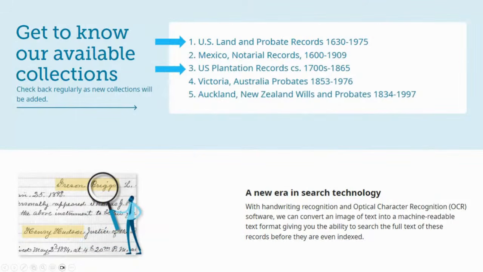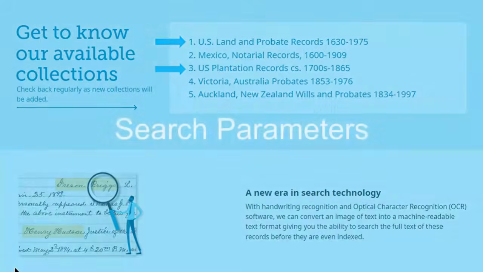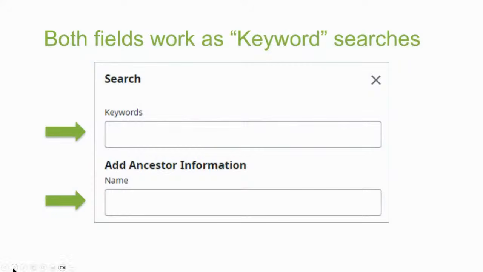There are currently only 2 types of collections available here that will be helpful for African American research: U.S. land and probate records and U.S. plantation records. FamilySearch plans to continue adding collections as more record transcriptions are generated. In order to get the most out of these records, it is important to know some guidelines for searching. I highly recommend watching the tutorial video on the main page as you enter the experiment. Both search bars work as keyword searches, and you can use either one or both.